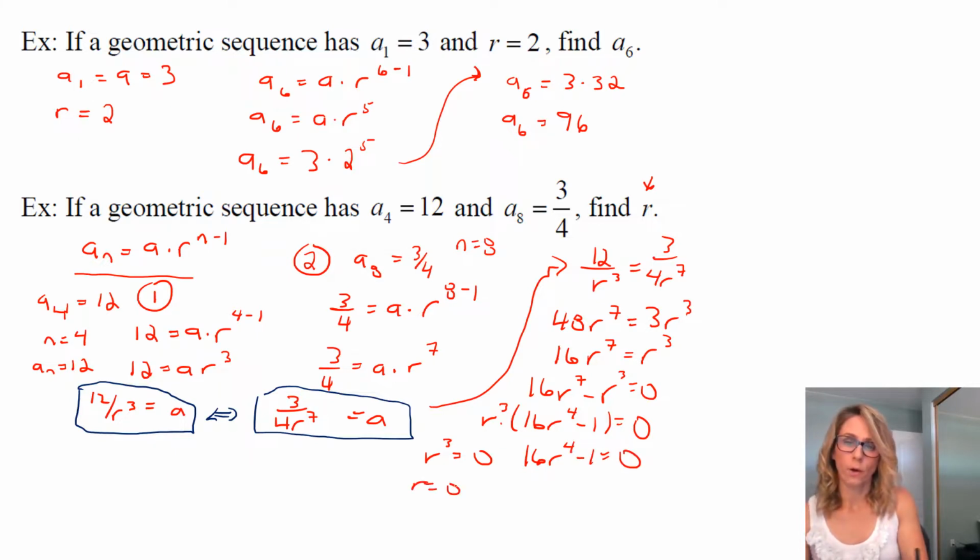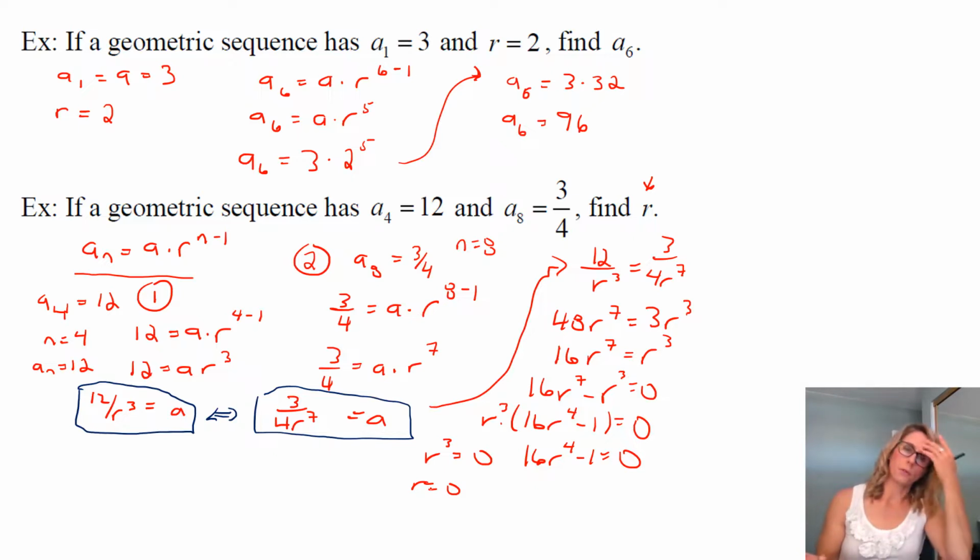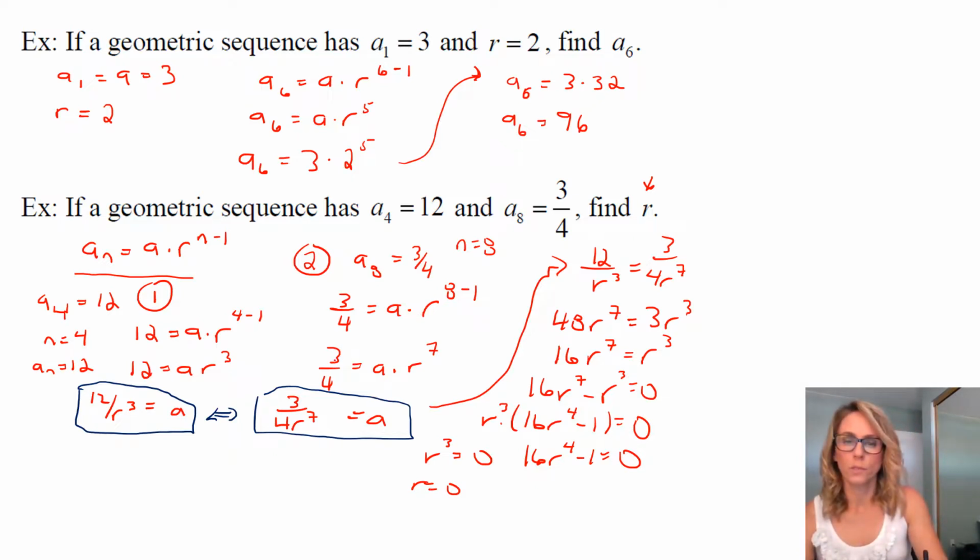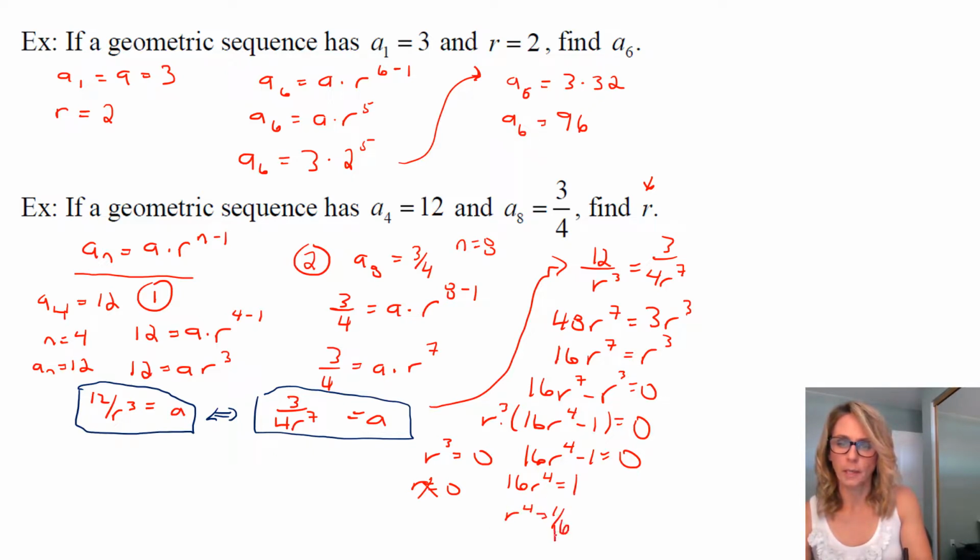But this just tells me that r is a possibility for 0. But we know that that's not the case, because if we multiply everything by 0, then there's nothing. So r equaling 0 is not an option. And then we can solve over here. So 16r to the 4th equals 1, or r to the 4th equals 1 over 16.